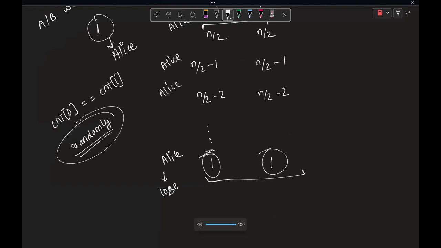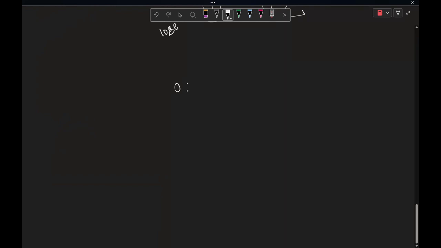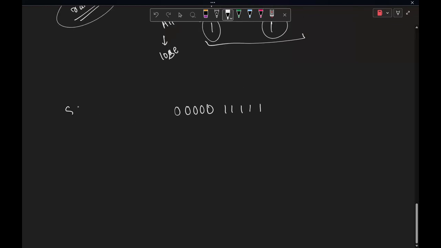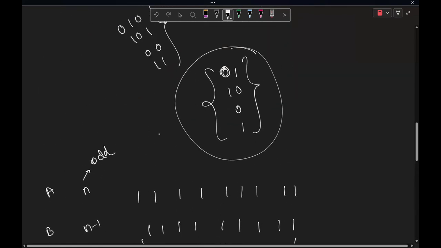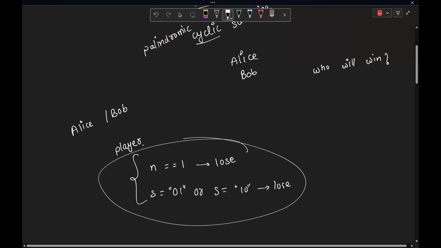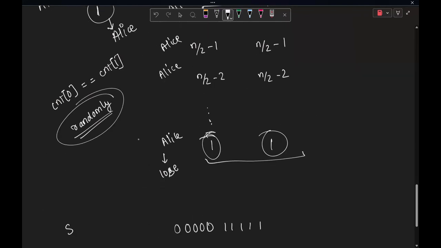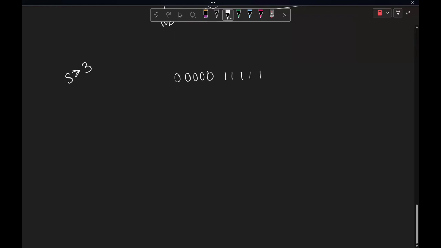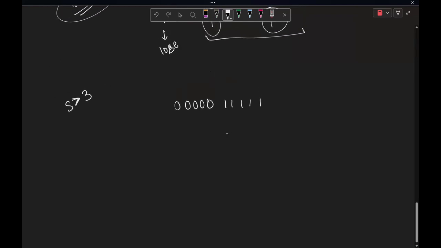Sir, can you explain by dry run how in the last 1-1 will come? Okay, yeah, I can do that. Let's say initially the string is something like this, or maybe it can be anything. We have seen so far that if the length of the string is anything greater than 3, in that case, Alice and Bob would definitely be able to choose at least one of the palindromic cyclic substrings.